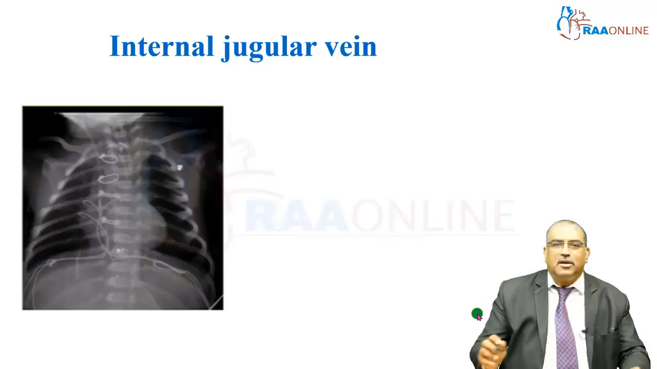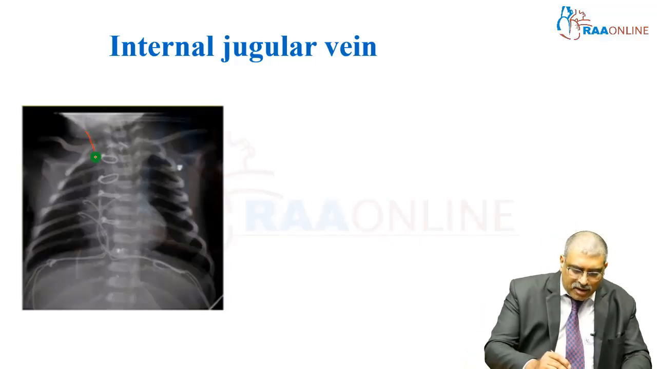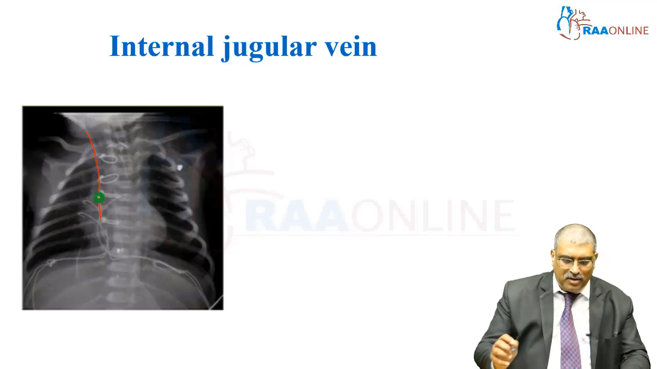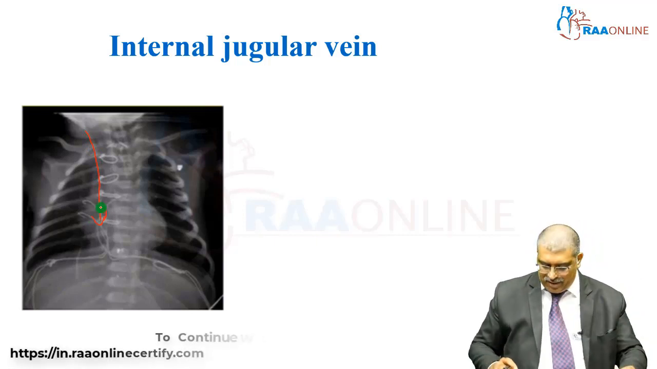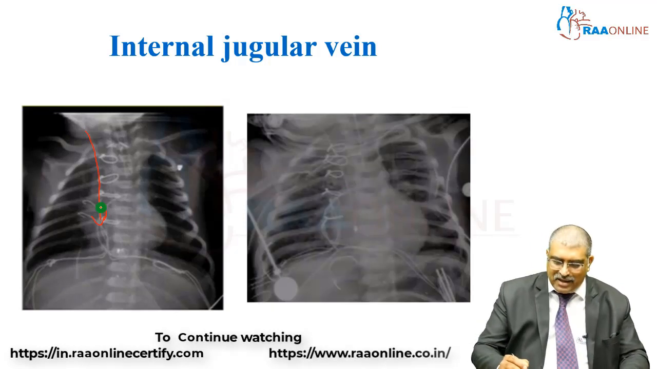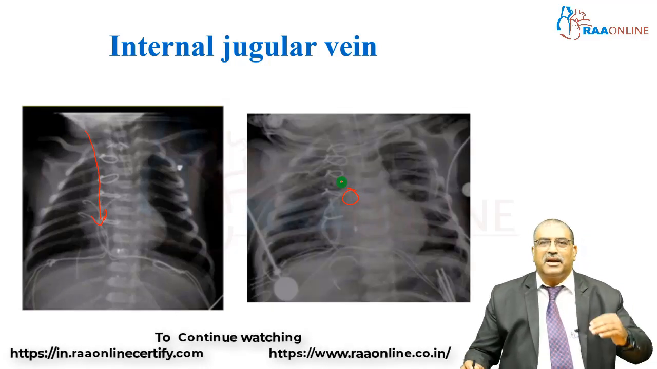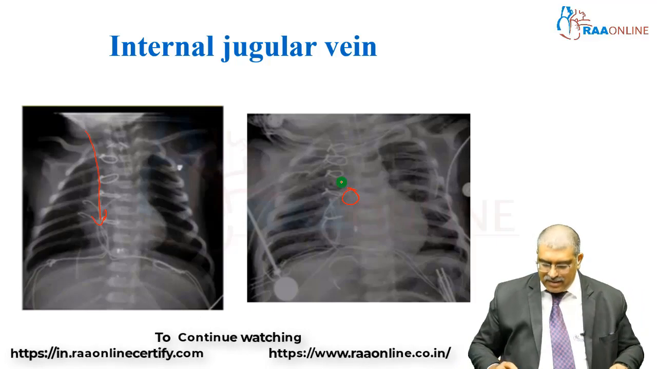And here you can see the jugular vein ending a little low. Here it is just below the cavo-atrial junction, and here you can see the tip at a slightly higher junction.